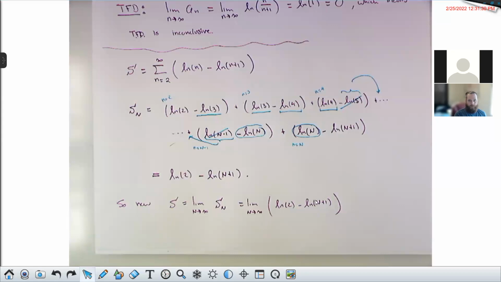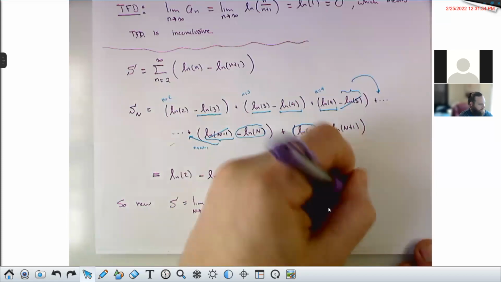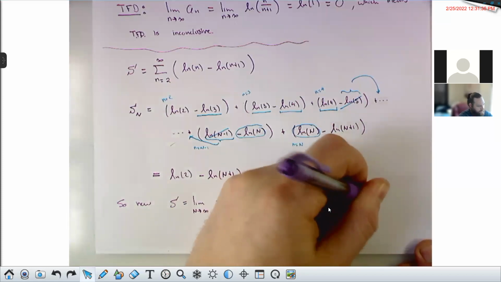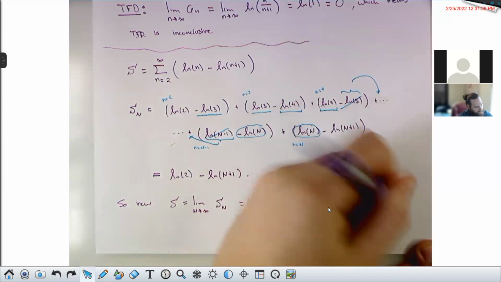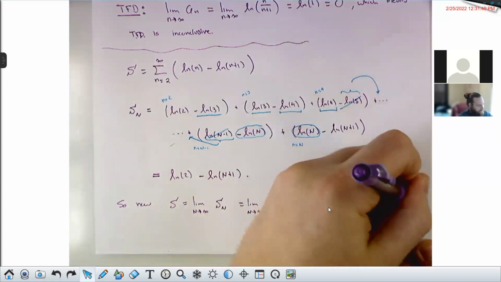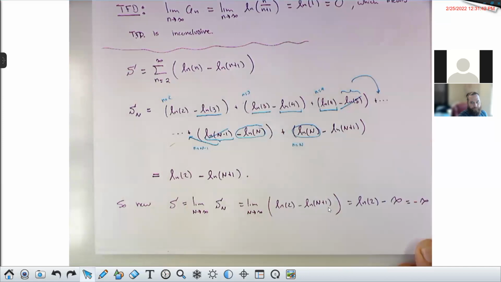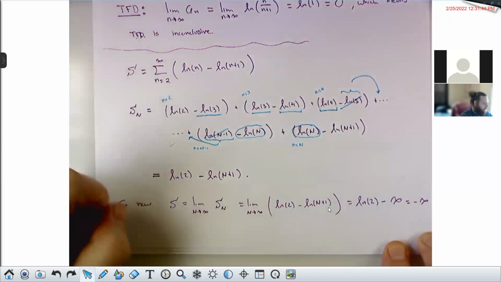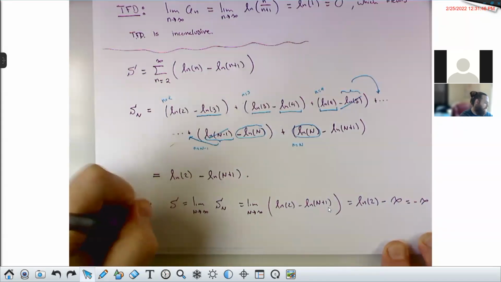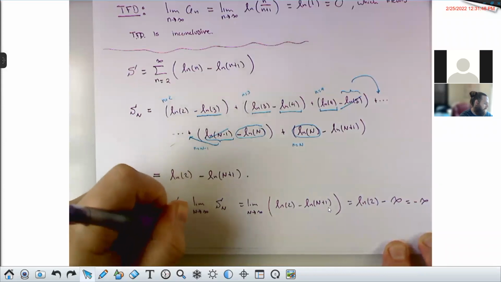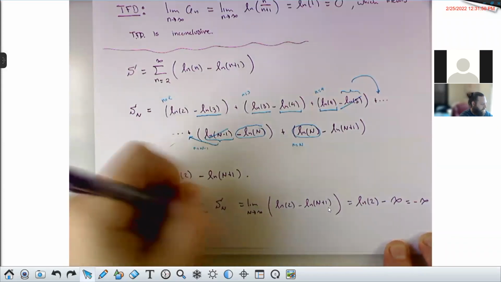The natural log function, as its inside goes to infinity, the whole thing goes to infinity. So this is ln 2 minus infinity, which is negative infinity, plus a series S diverges.